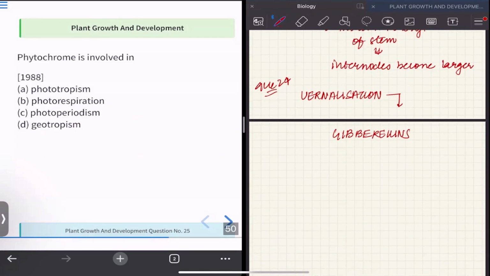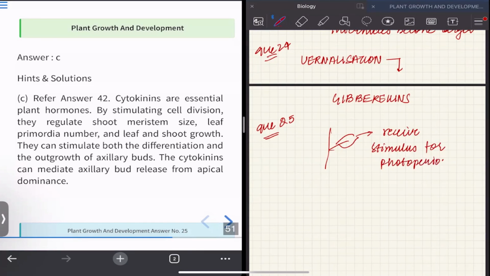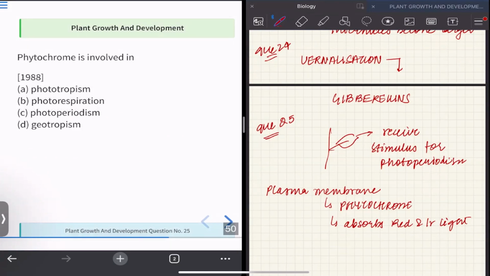Moving on to the next one, phytochrome. What is phytochrome? It is a proteinaceous pigment, a proteinaceous compound, which absorbs red and infrared light. So it is involved in photoperiodism. So question number 25, we have leaves which receive the stimulus for photoperiodism. In the plasma membrane of these leaves, we have phytochrome, which absorbs red and infrared light. Okay. So by stimulating cell division, they can. So phytochrome is involved in what? Phytochrome is involved in phototropism. Okay.